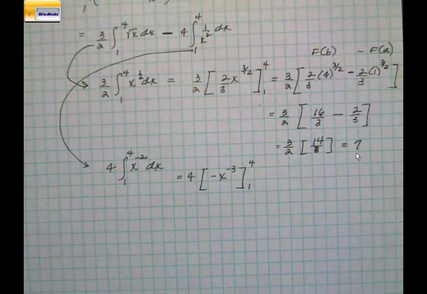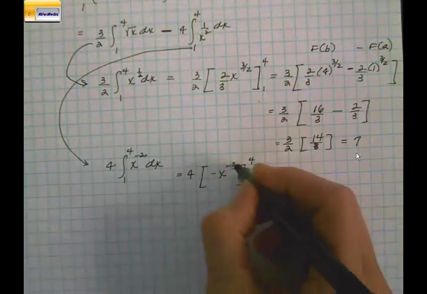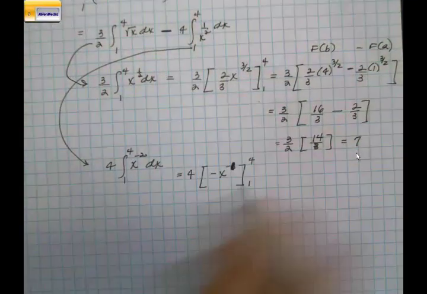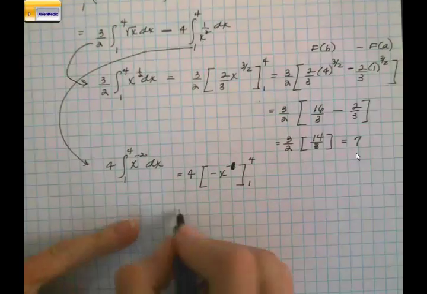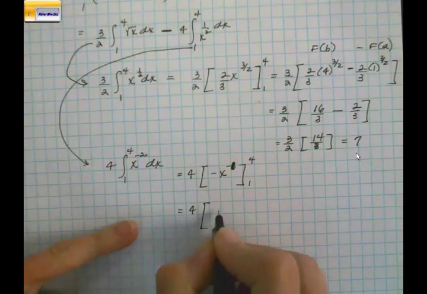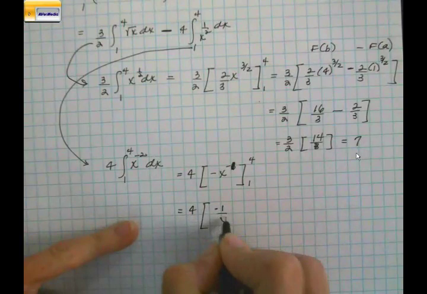Wait a second. Did I do something wrong? There you go. Yeah, it's a negative 1. That is a weird-looking expression. So this is 4. Let me redo this. This is what? Negative 1 over x, right?